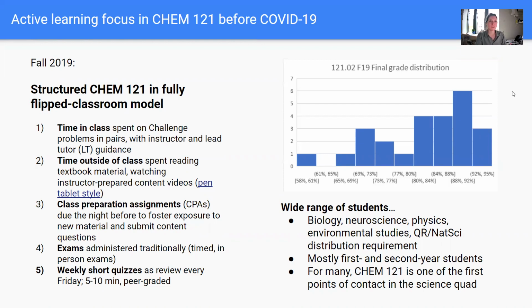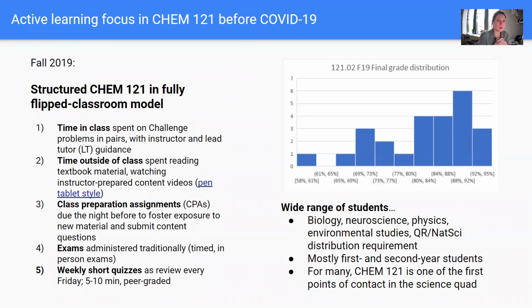before COVID. So I had taught this course once before with John Hofferberth. Together, we structured Chem 121 into a fully flipped classroom model. So what this meant was time in class was spent on challenge problems where students worked in pairs. The instructor and the lead tutor would circle about the room and provide guidance and answer questions as needed. Time outside of class was spent reading the textbook, but also watching instructor prepared content videos, which were taught in a pen tablet style for the most part.